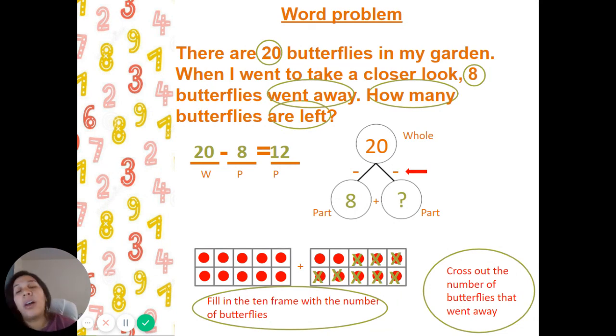So now, how do we know how many are left? The first 10 frame is full, so we know that we have 10 over there.